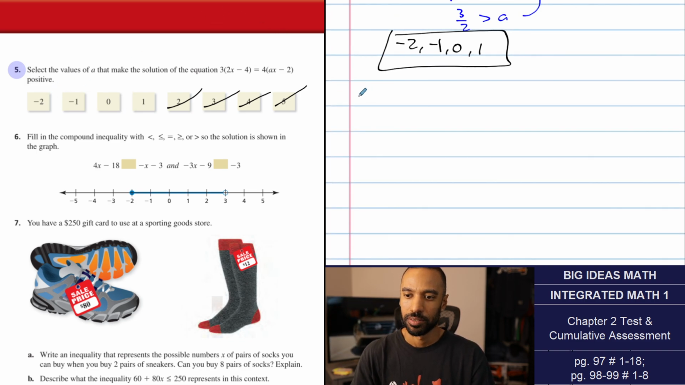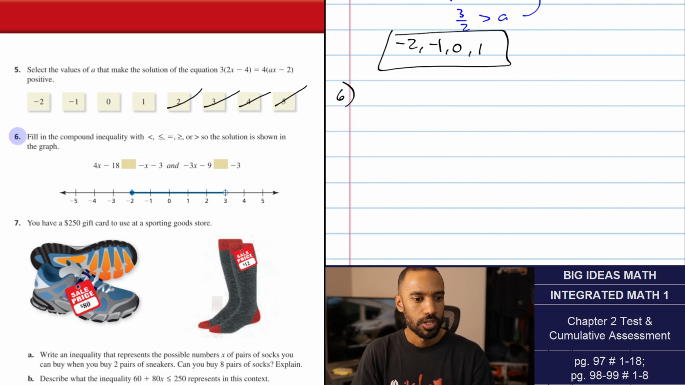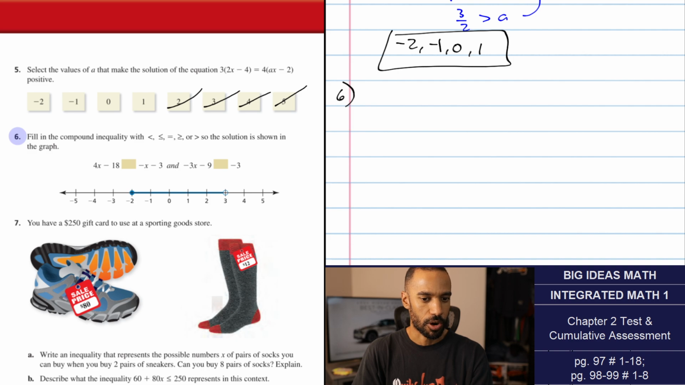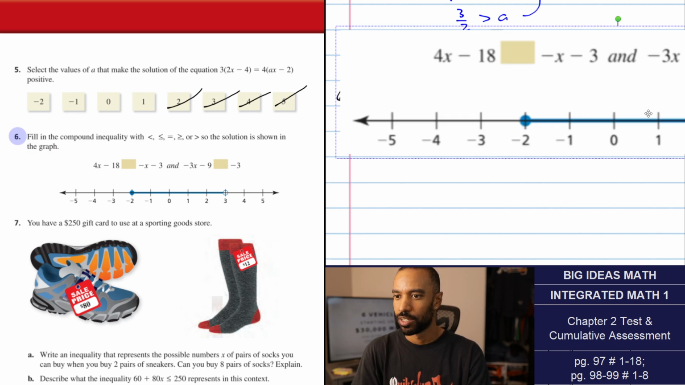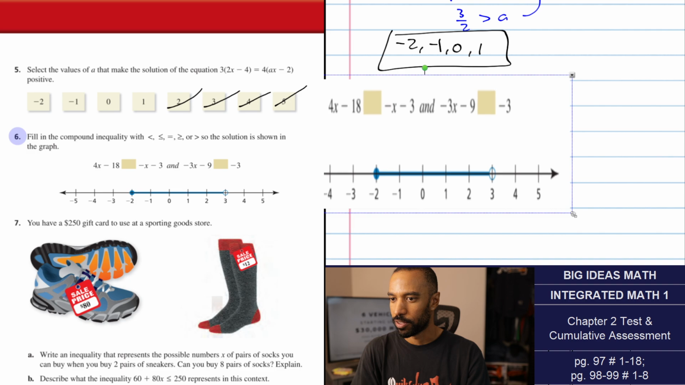Number 6. Are we gonna go past the hour mark? Oh, maybe not. Fill in the compound inequality with less than or equal to, greater than or equal to, or greater than, so the solution is shown in the graph. Okay, so we have 4. Let's just copy that whole thing in, because it's already made, and we have to fill in. So this will be, fill in the blank.